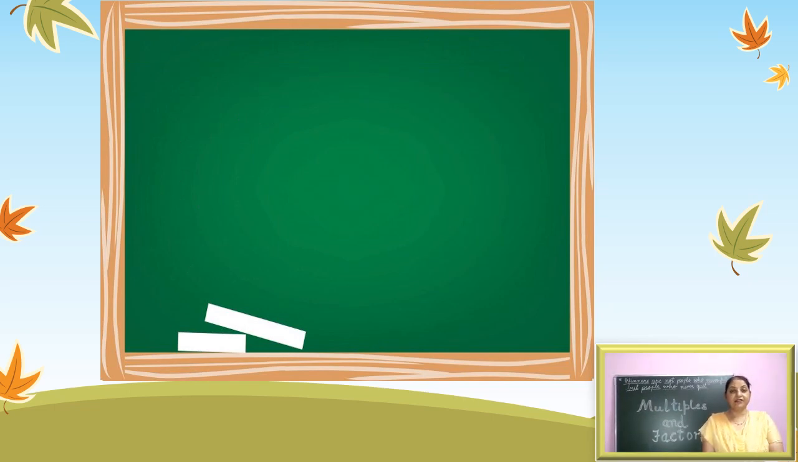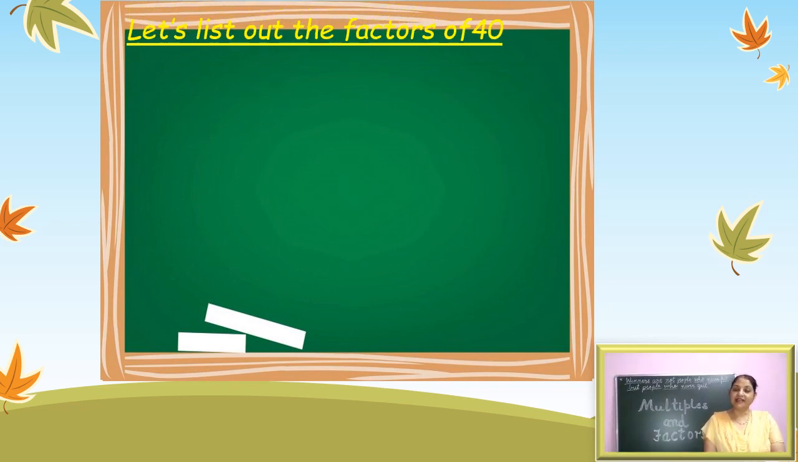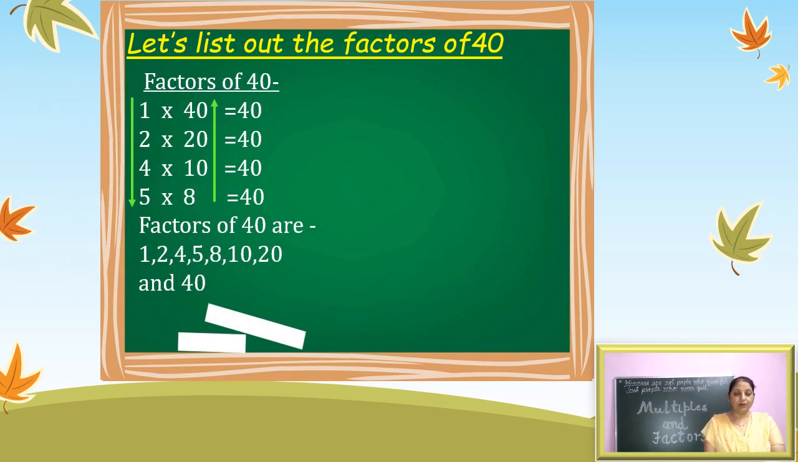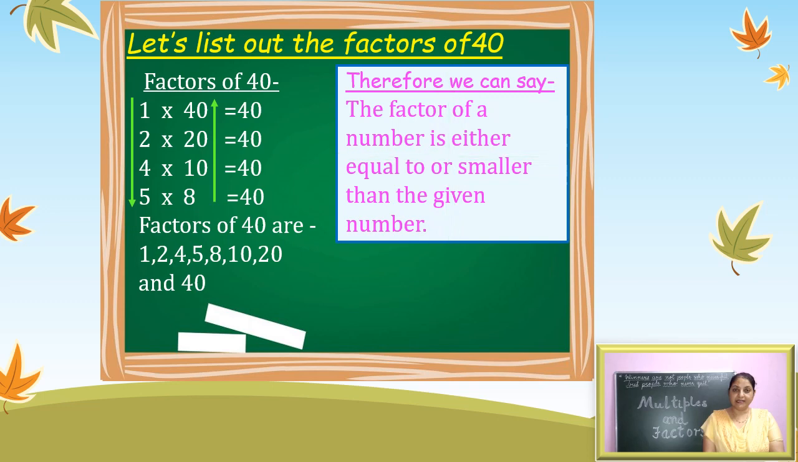Let's list out the factors of 40 to understand the next property. When we list out the factors of 40, these are 1, 2, 4, 5, 8, 10, 20 and 40. When we observe the list of factors of 40, we can see that 40 is the greatest number here and the other factors are smaller than 40. So we can say the factor of a number is either equal to or smaller than the given number.